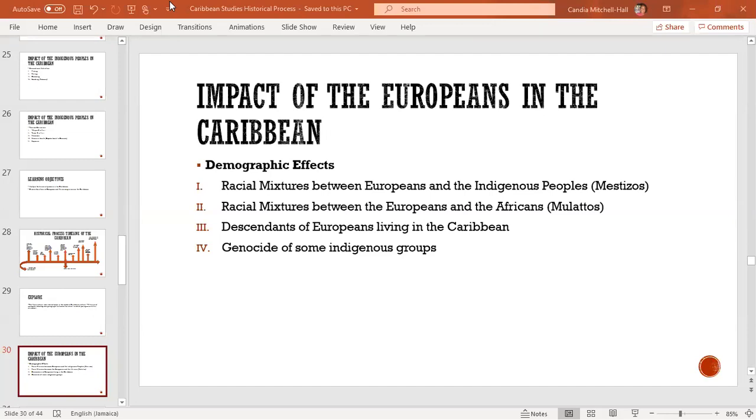Yes. So one of the first impacts is the demographic effect of the Europeans, and as we mentioned, demography has to deal with people. And so we're going to have racial mixtures between the Europeans and the indigenous people that is going to produce a group that is called the mestizos. Please note the name here, mestizos, because you usually get this on a multiple choice. So the racial mixture between the Europeans and indigenous people: the mestizos.